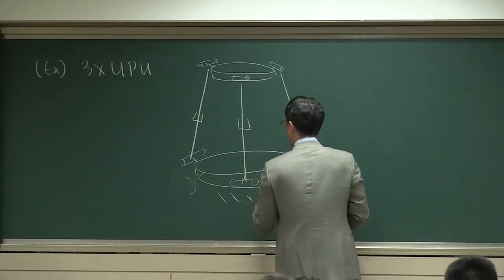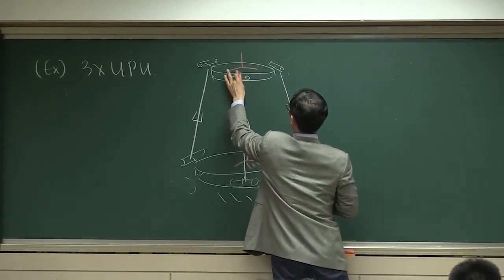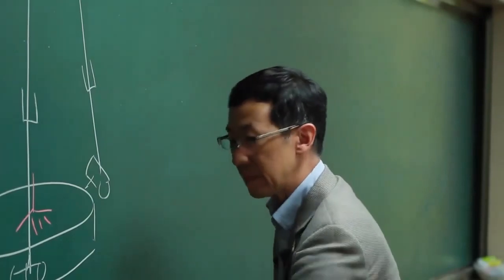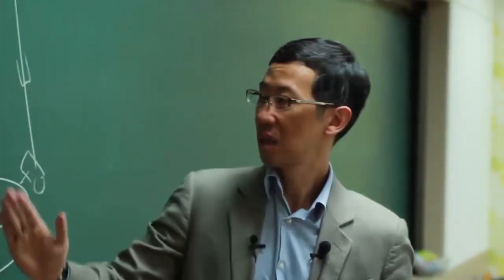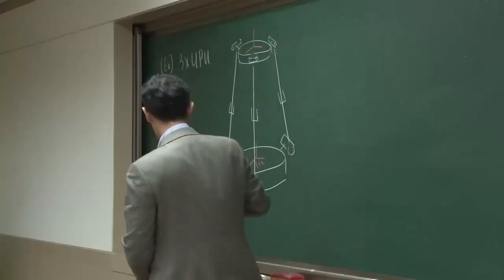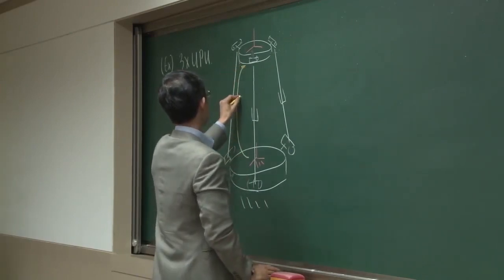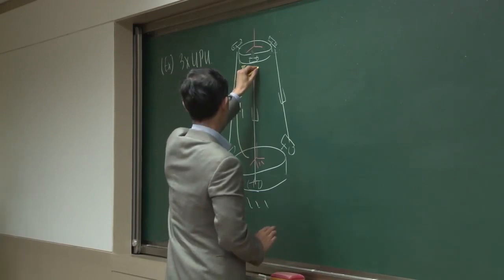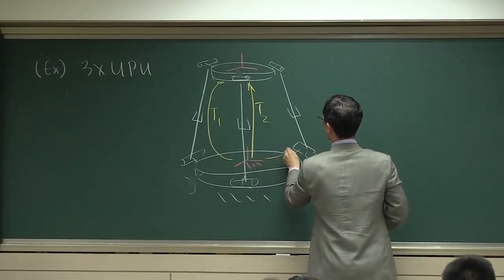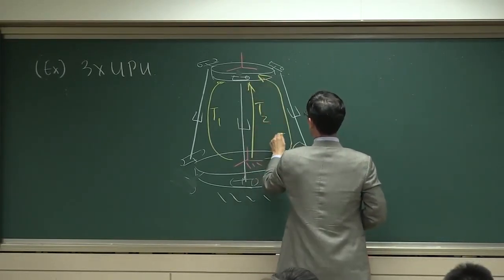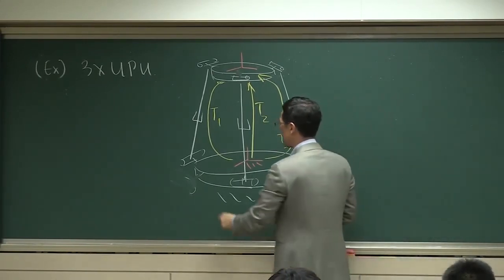So let's first draw some frames. Here's my fixed frame. Here's my tool frame. So I'm going to call this chain 1, chain 2, and chain 3. Here's chain 1, let me call it T1. Chain 2, T2, and chain 3, T3.